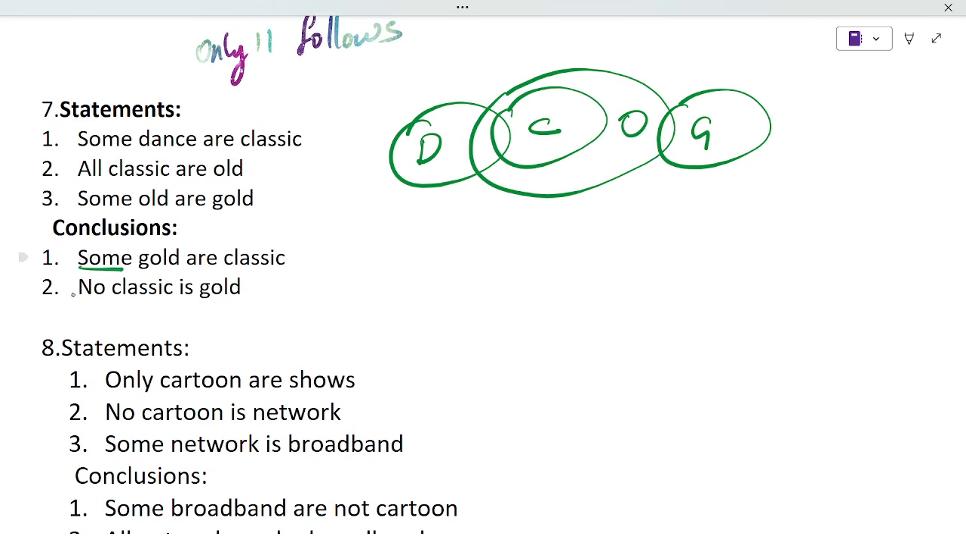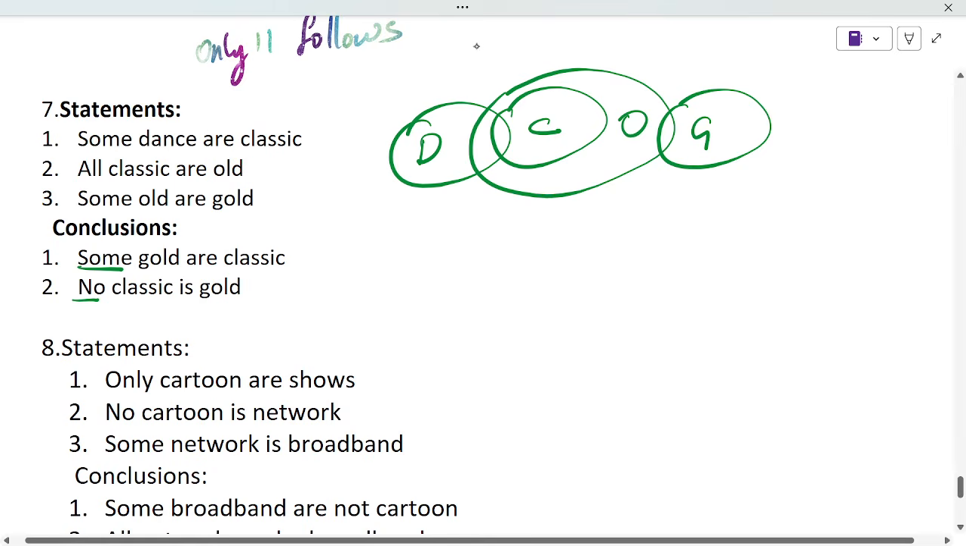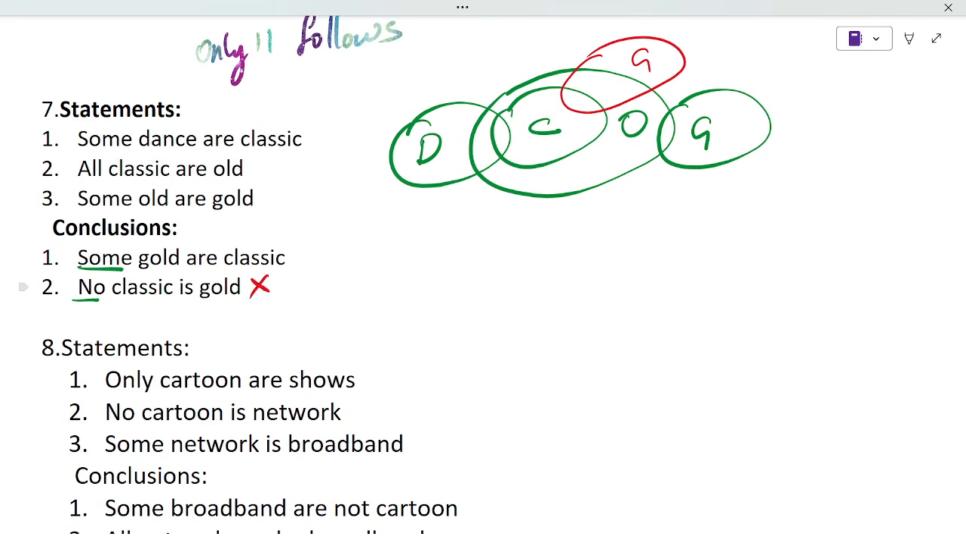Some, no. It's just a repetition: cold classic, classic cold. Same two things. We need to check the negative word first. No classic is cold. Whether classic and cold can be touched or not. Classic is here, cold is here. They can touch. This is also true. We're not validating any statement. If they can touch, answer is false.